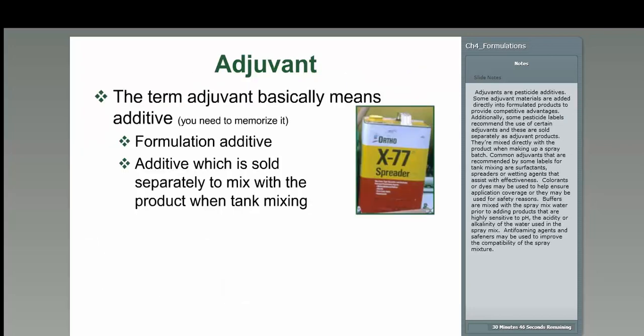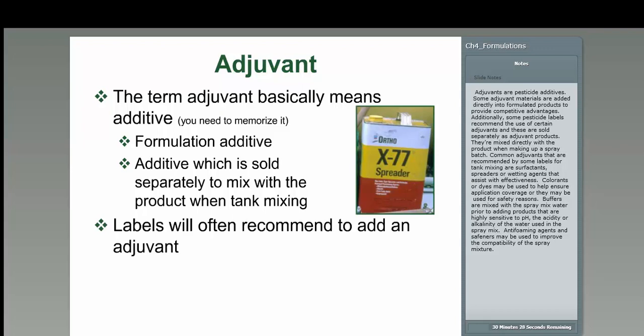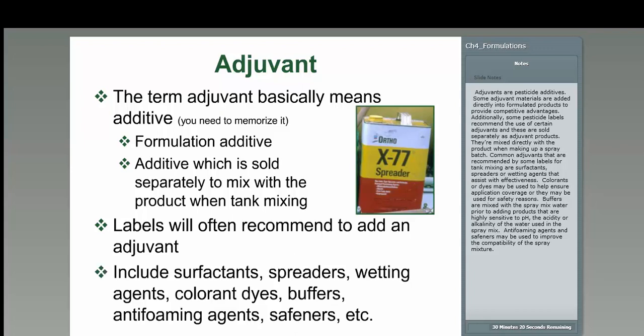Adjuvants are pesticide additives. Some adjuvant materials are added directly into formulated products to provide competitive advantages. Additionally, some pesticide labels recommend the use of certain adjuvants, and these are sold separately as adjuvant products. They're mixed directly with the product when making up a spray batch. Common adjuvants that are recommended by some labels for tank mixing are surfactants, spreaders, or wetting agents that assist with effectiveness. Colorants or dyes may be used to help ensure application coverage, or they may be used for safety reasons.